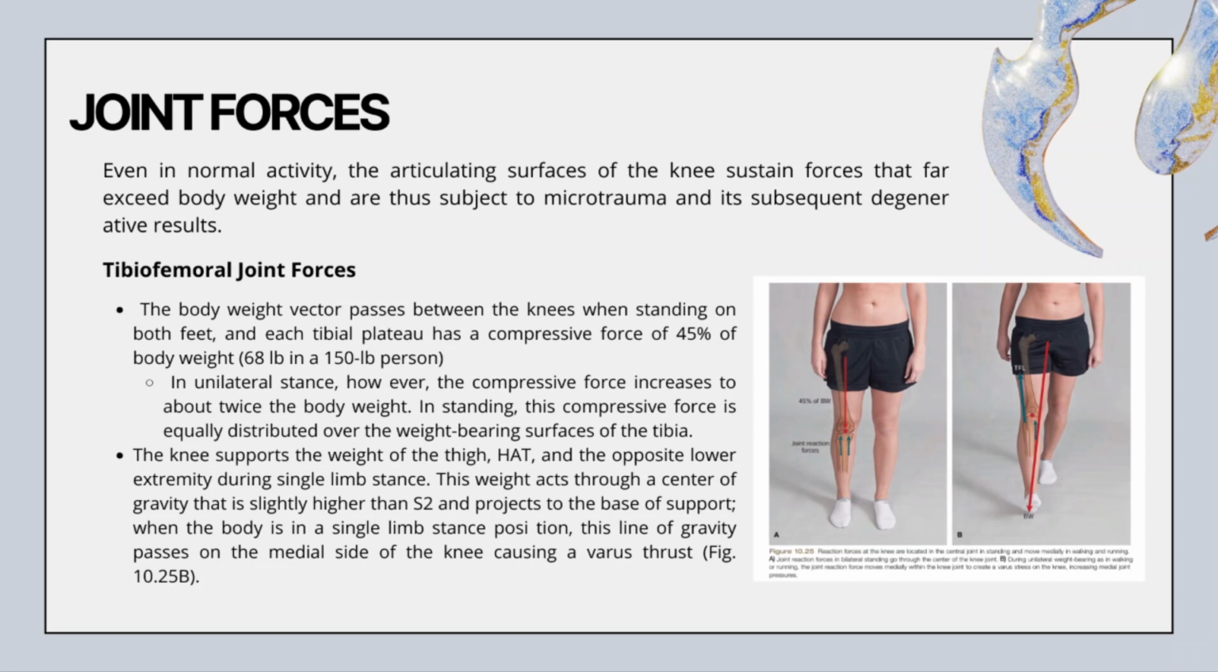In standing, this compressive force is equally distributed over the weight-bearing surfaces of the tibia. The knee supports the weight of the thigh and the opposite lower extremity during single limb stance. This weight acts through a center of gravity that is slightly higher than S2 and projects to the base of support when the body is in a single limb stand position. This line of gravity passes on the medial side of the knee, causing a varus thrust, as you can see in this figure.